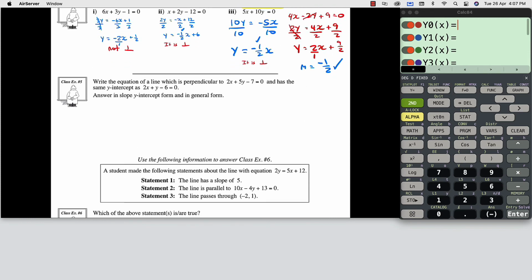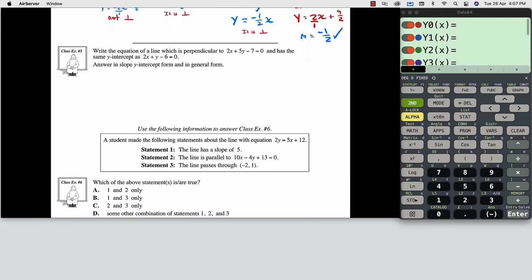Okay, class example number 5. Write an equation of a line that is perpendicular to this and has the same y-intercept as the second one. So let's deal with this first one. We have 2x plus 5y minus 7 equals 0. So 5y is going to equal, subtract 2x from both sides, add 7 to both sides, and divide everything by 5. And we get y equals negative 2 over 5x plus 7 over 5.